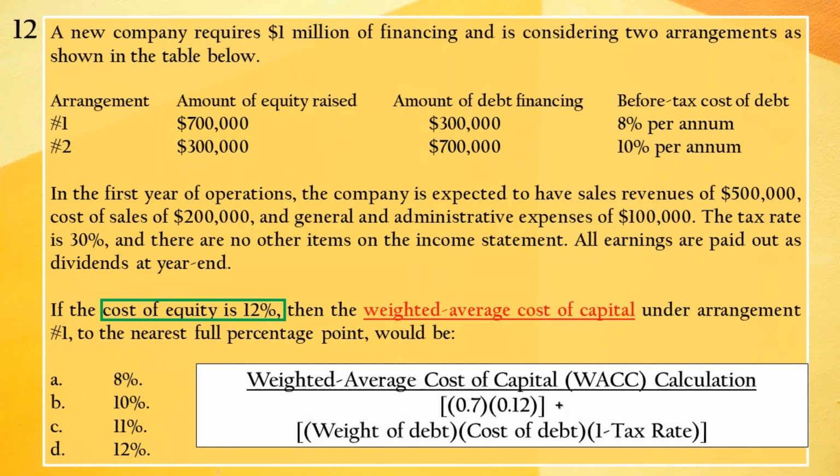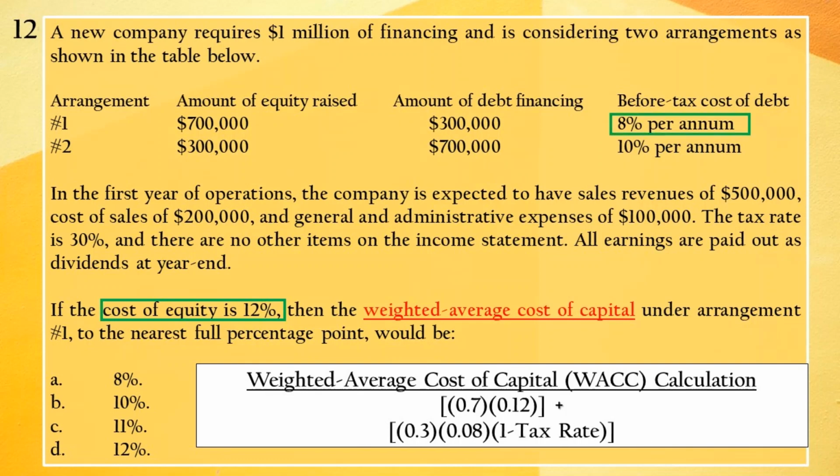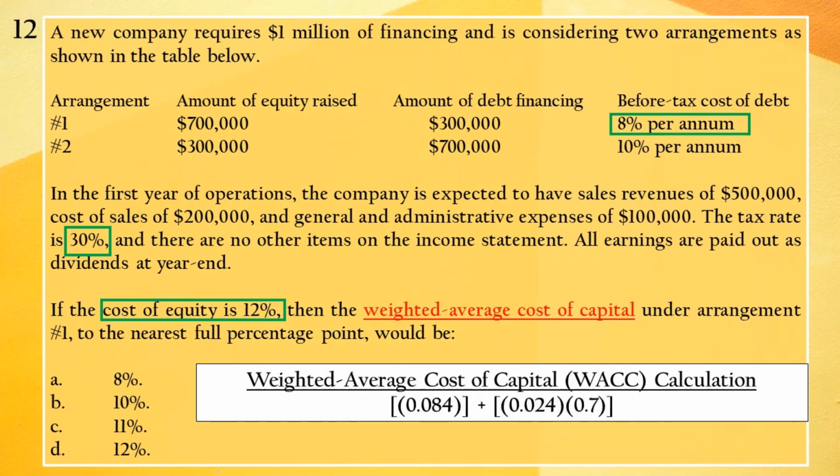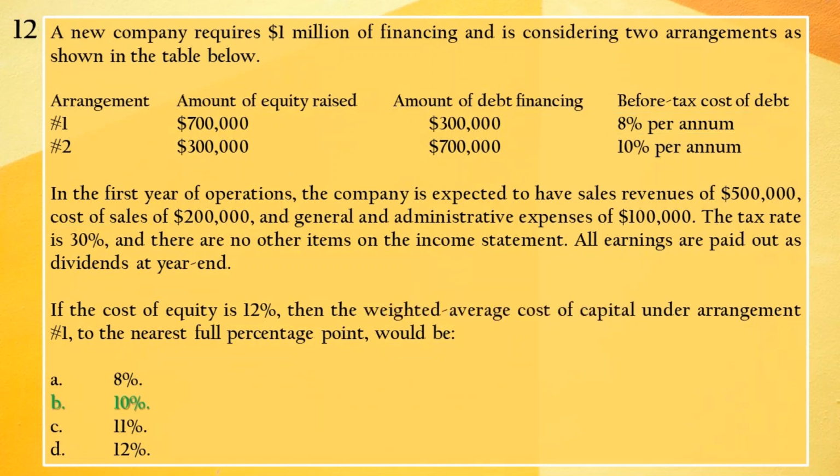And now we need to find the after-tax rate of the debt. So that is going to be $300,000 of debt divided by 1,000,000, 30%. So that's 30% times 8% per annum times 1 minus 30% tax rate. So that will give us 0.0168 or 1.68%. So if we add the equity plus the debt, we will get the weighted average cost of capital, which is that 0.084 plus 0.0168 equals 10% when it is rounded, because we need to get it to the nearest full percentage point. So the answer here is B.